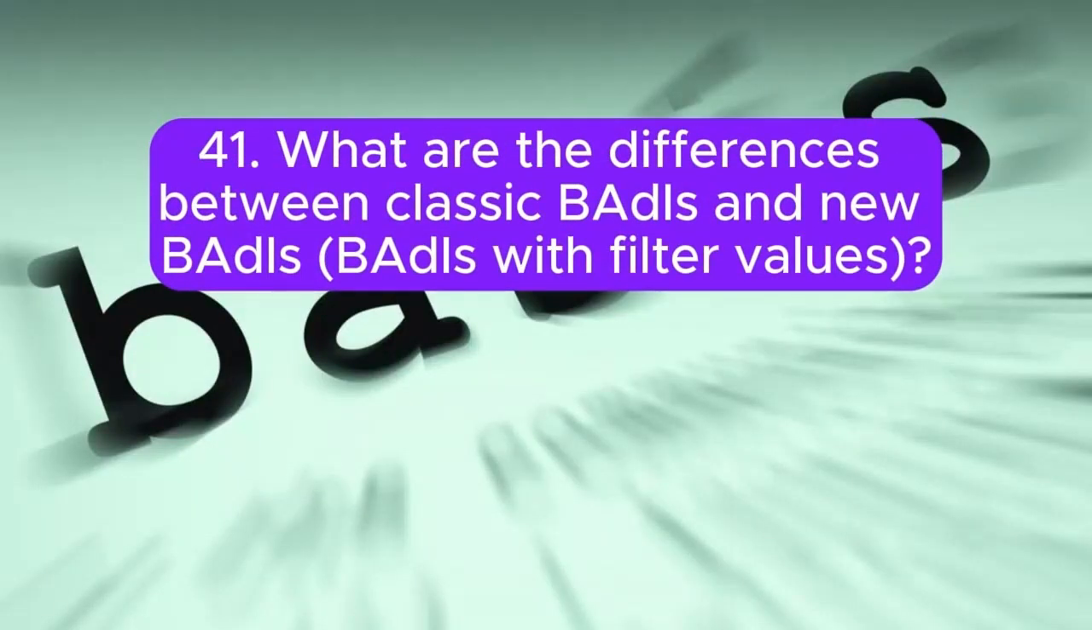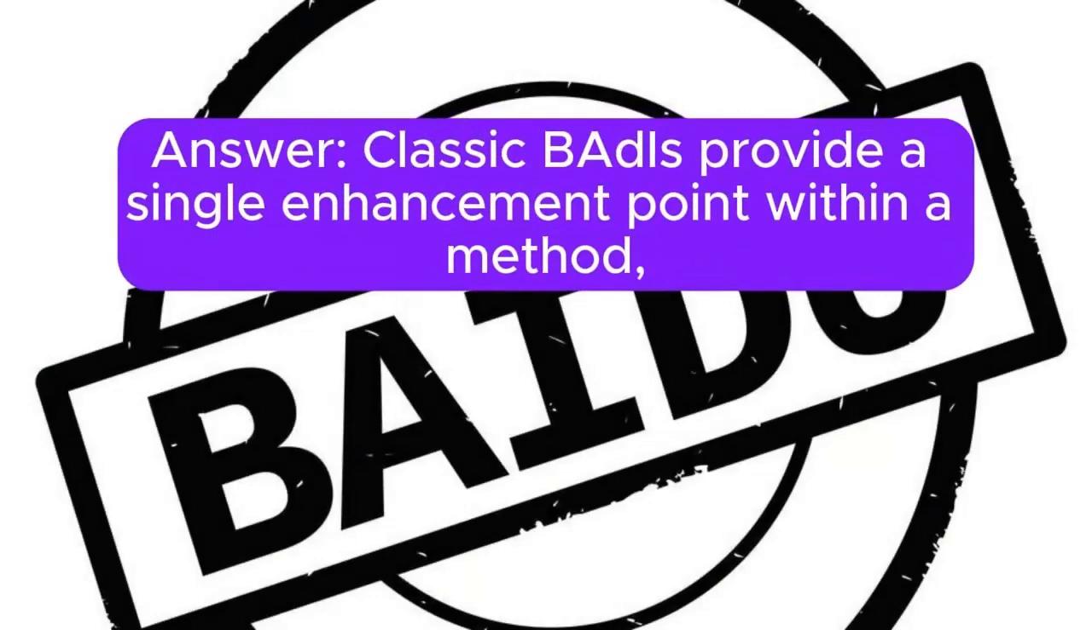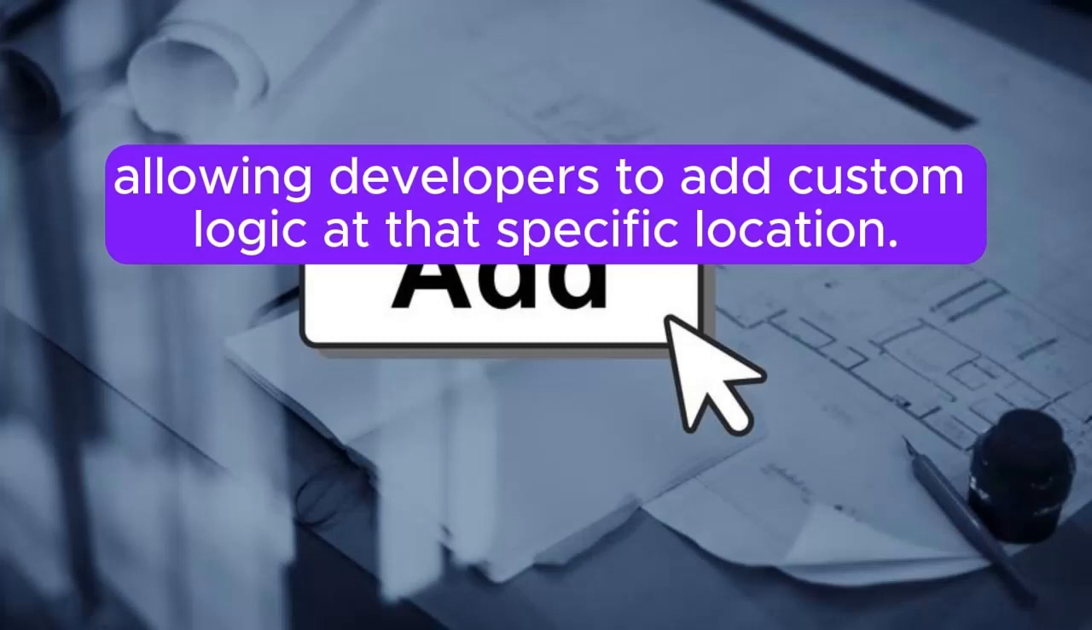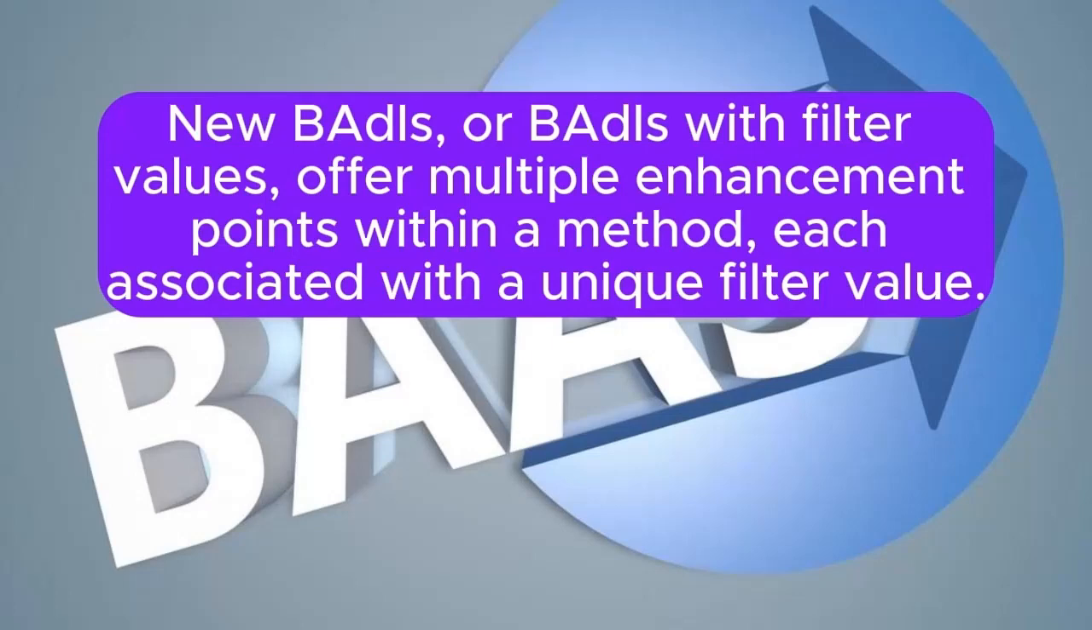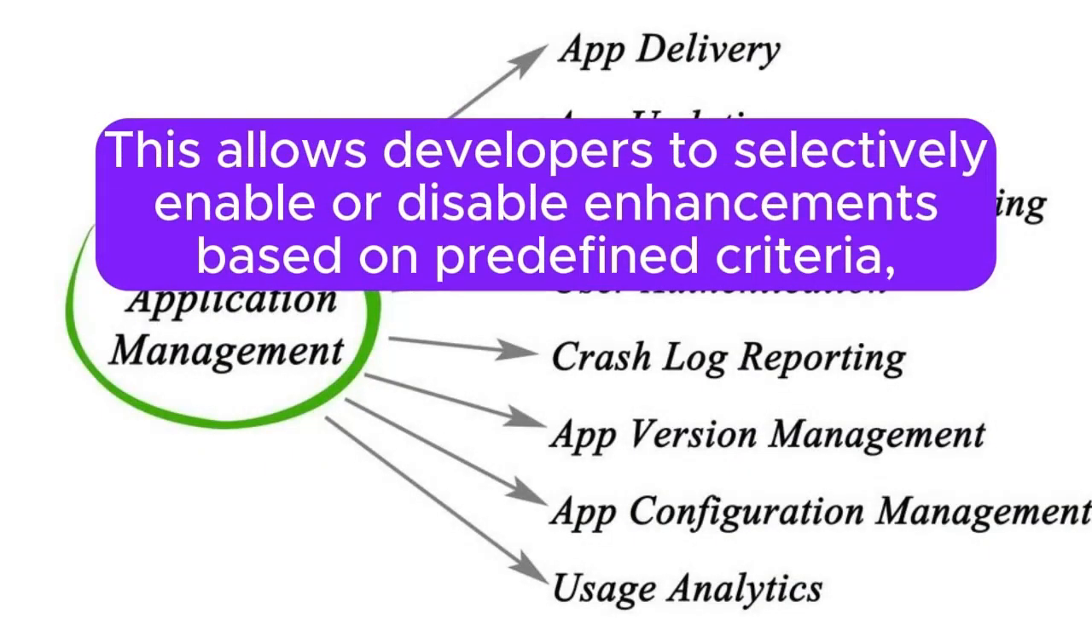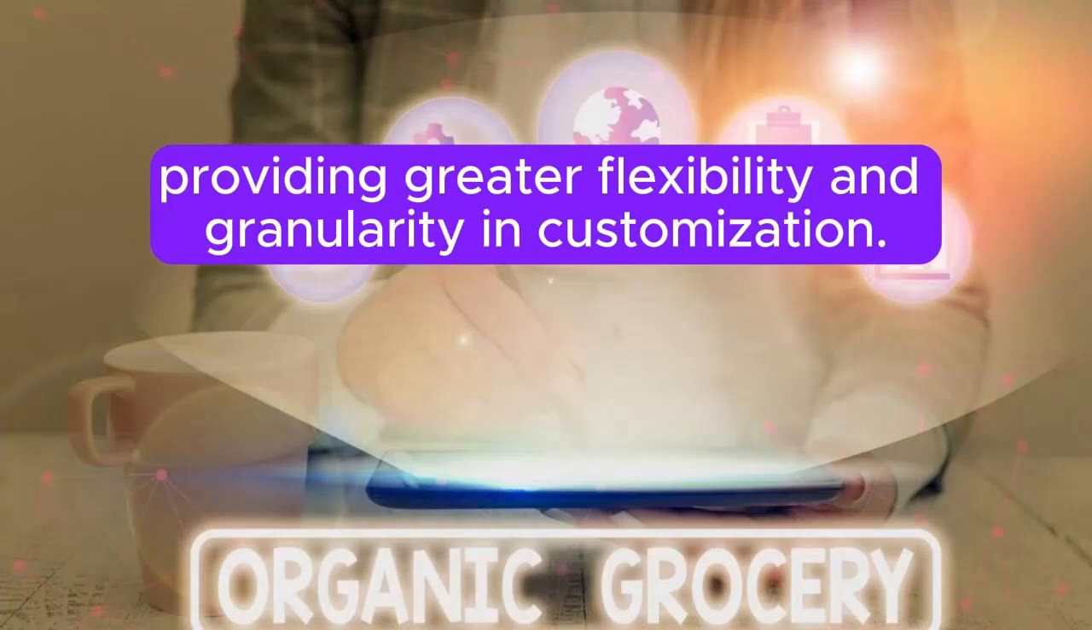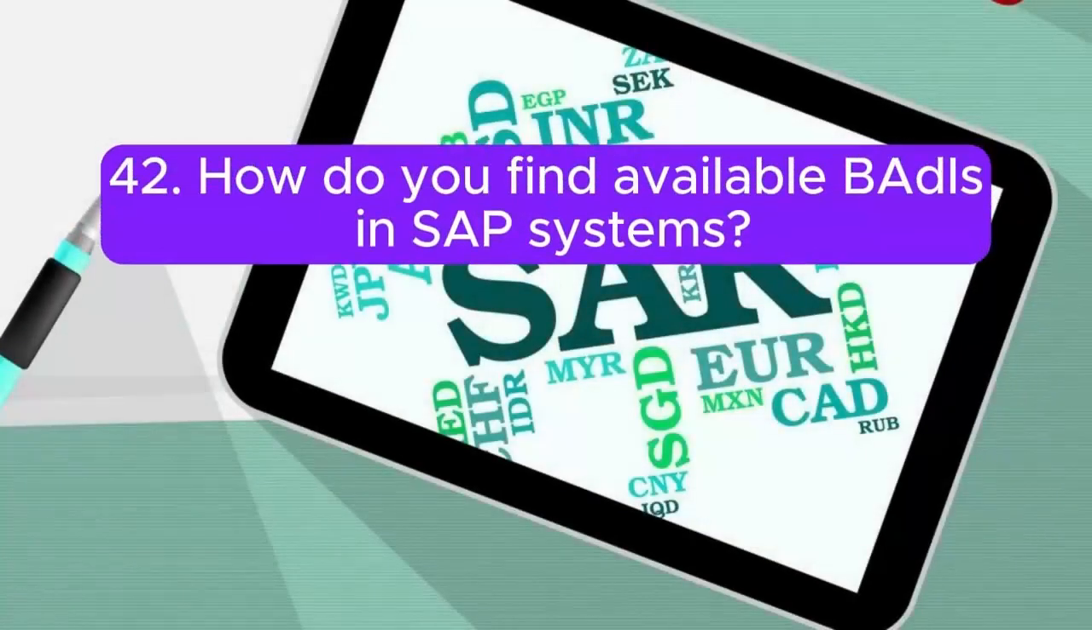41. What are the differences between classic BADIs and new BADIs, or BADIs with filter values? Answer: classic BADIs provide a single enhancement point within a method, allowing developers to add custom logic at that specific location. New BADIs, or BADIs with filter values, offer multiple enhancement points within a method, each associated with a unique filter value. This allows developers to selectively enable or disable enhancements based on predefined criteria, providing greater flexibility and granularity in customization.